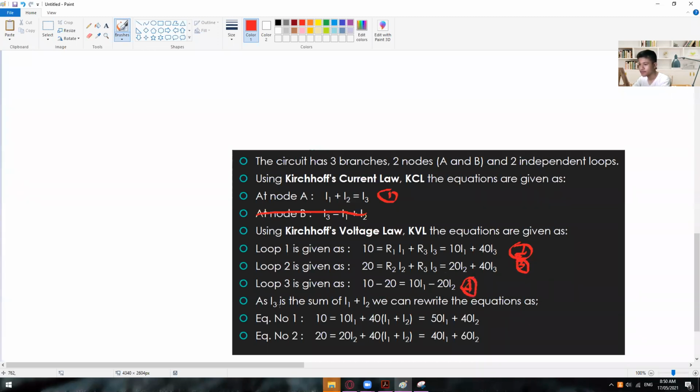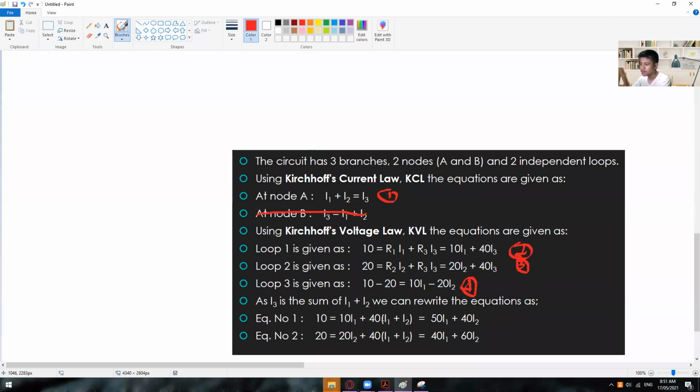Okay. And then from here, we can rewrite the equation by substituting the value of I3 into our equation number 1 and 2. So we have 10 is equal to 10I1 plus 40. We had I3 here before, but that one now will become I1 plus I2. So where did this one come from? It came from our equation number 1.